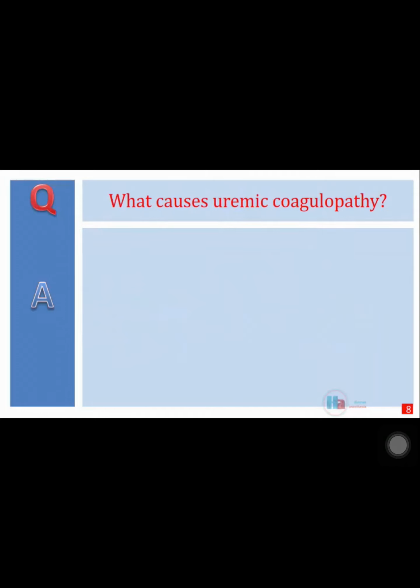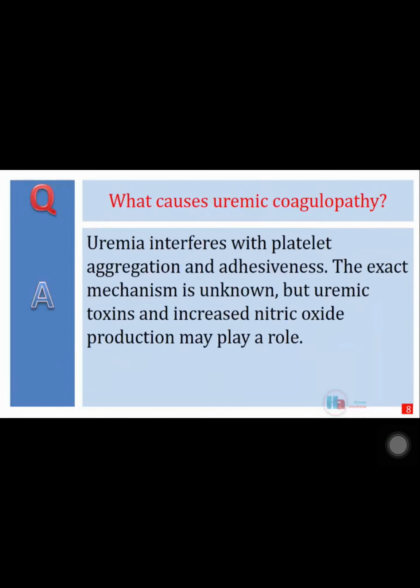What causes uremic coagulopathy? Uremia interferes with platelet aggregation and adhesiveness. The exact mechanism is unknown, but uremic toxins and increased nitric oxide production may play a role.